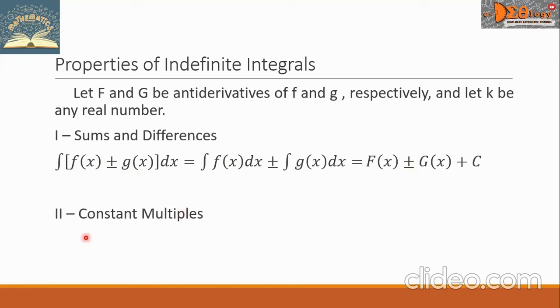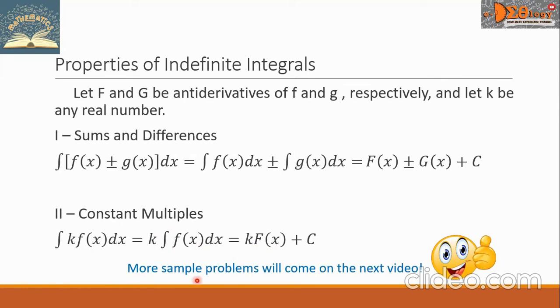The second property is about constant multiples. The integral of k f of x dx is equal to k, which is moved out from the integral, so we have k times the integral of f of x dx. And then we can simplify this into k times capital F of x plus c. We will have more sample problems in the next video.